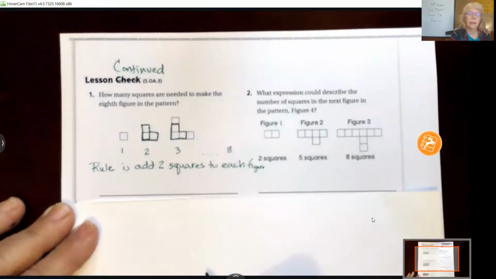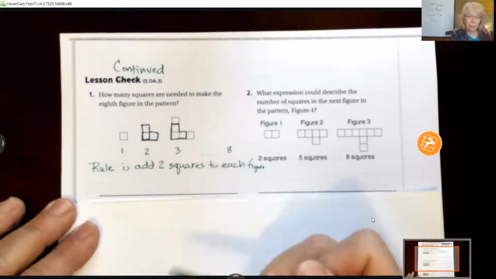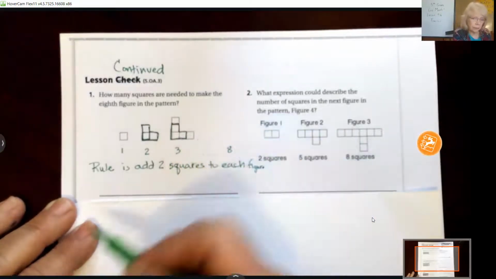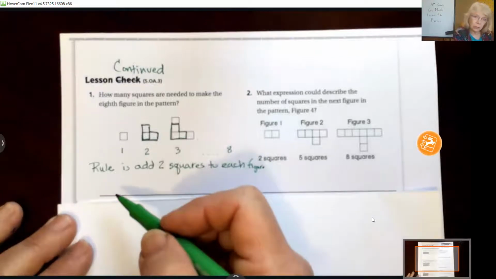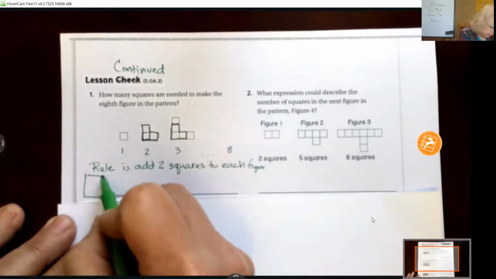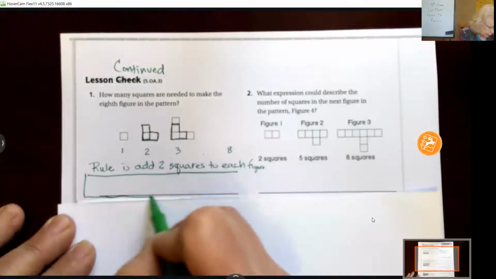Now, I could draw this, keep going and draw them, but that would take a lot of time and you'd have to be really careful that you kept drawing these figures. But let's go back to our charts that have rules. So I'm going to make a chart here that has 2 rows.